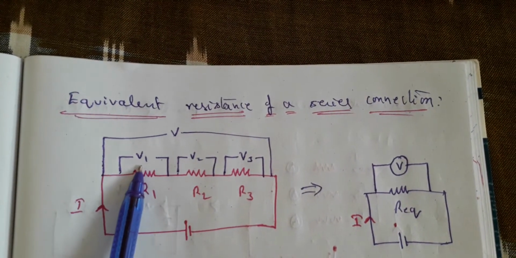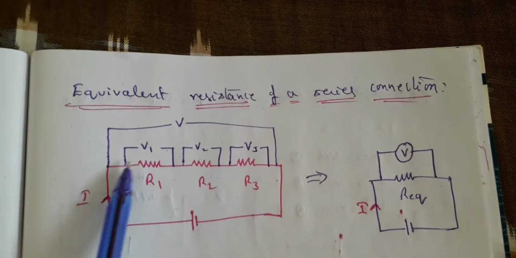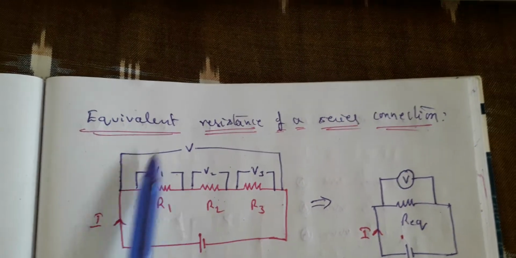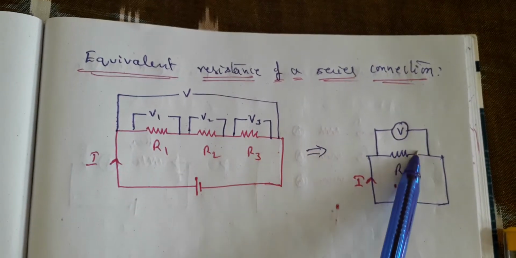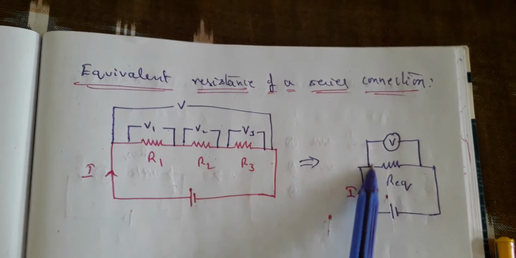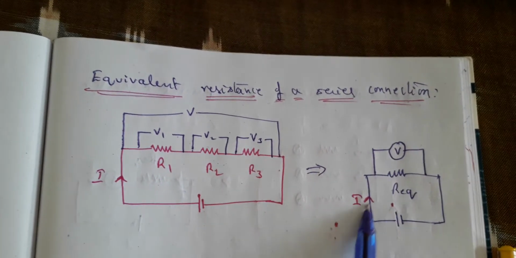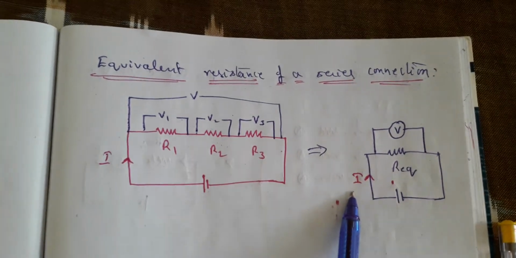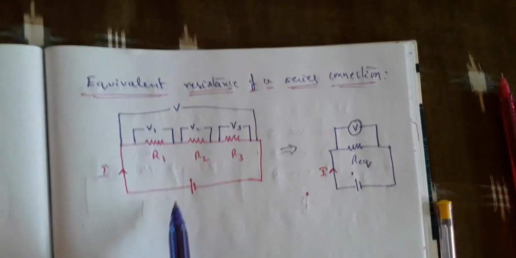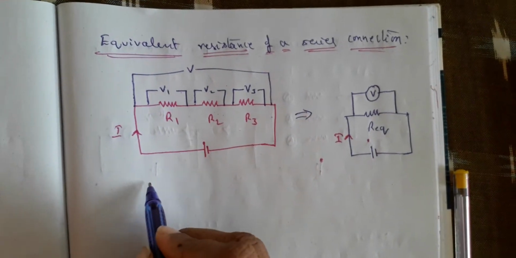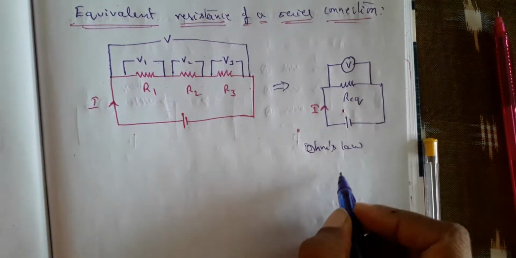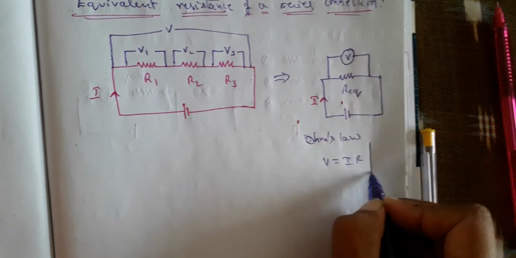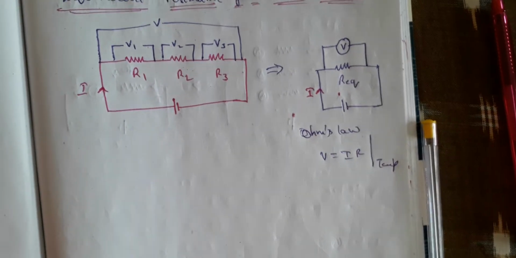So voltmeter readings will be V1, V2 and V3 here, and across all the 3 resistors together, it is V. In simple form, you can say that all the 3 resistors will have some equivalent resistance R equivalent, and the final voltage being V, and the current passing through the circuit is I. Okay, so now let us start with Ohm's law again. So what is Ohm's law? V is equal to IR at constant temperature. So this is Ohm's law, is it not?